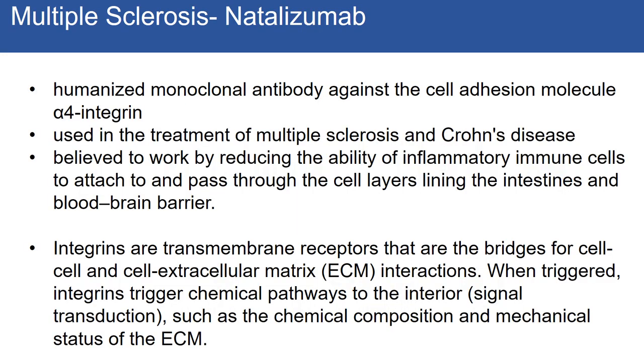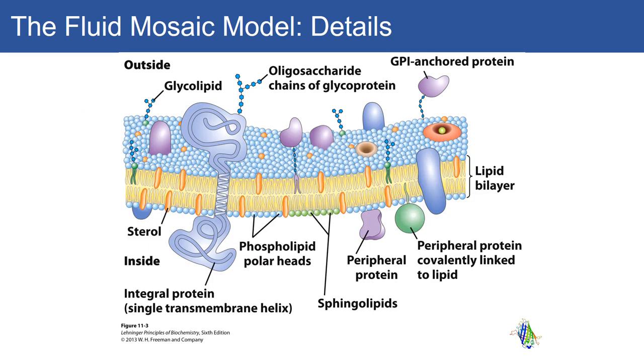So we've developed natalizumab, which is a humanized monoclonal antibody against alpha-4 integrin. It treats multiple sclerosis and Crohn's disease. Basically, it reduces inflammation of immune cells. And so these integrins, which are transmembrane receptors, are the bridges for the cell-to-cell and cell extracellular matrix interactions. And when it's triggered, there's a chemical pathway to the interior, and those integrins are important in maintaining the normal function of a cell. This helps reduce that. All right. I want to reiterate to you, let's go back.